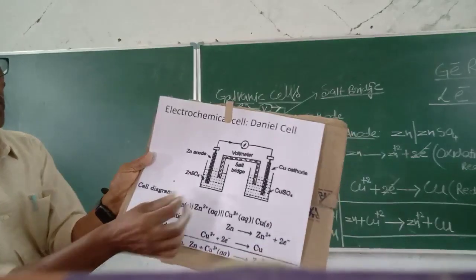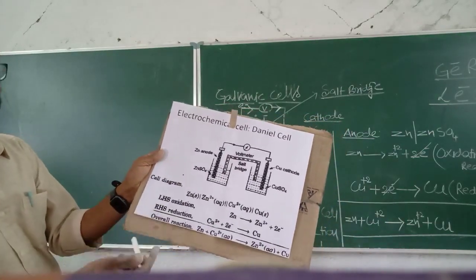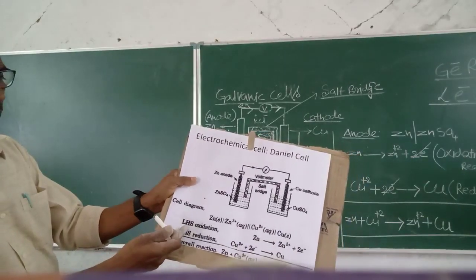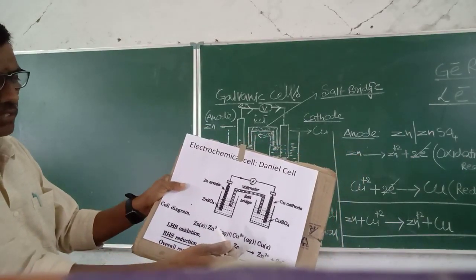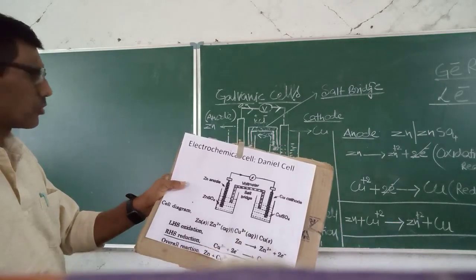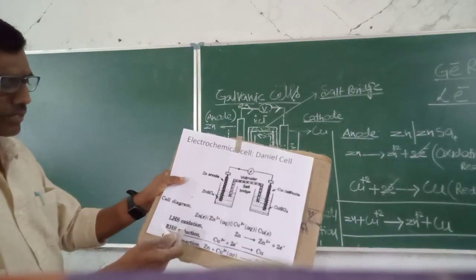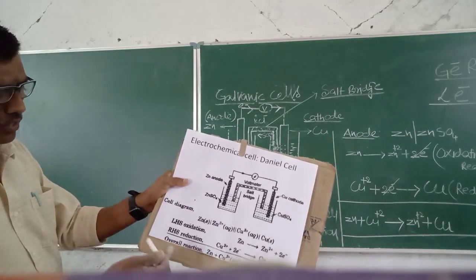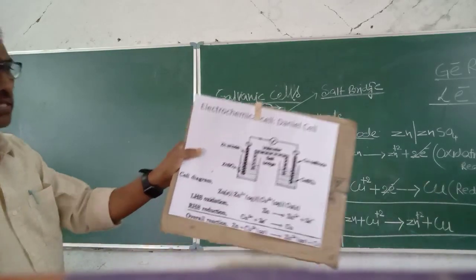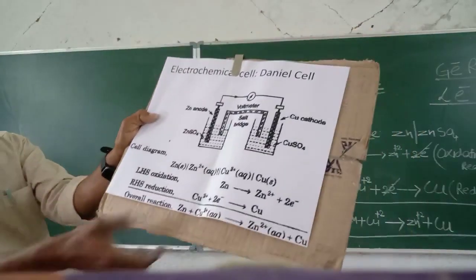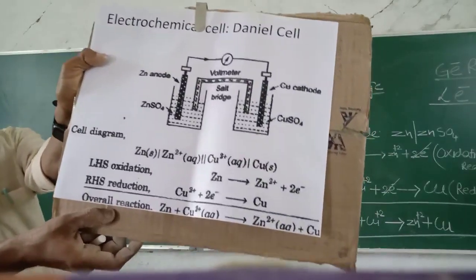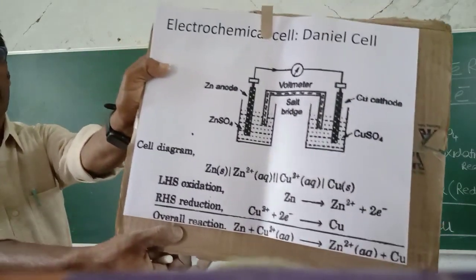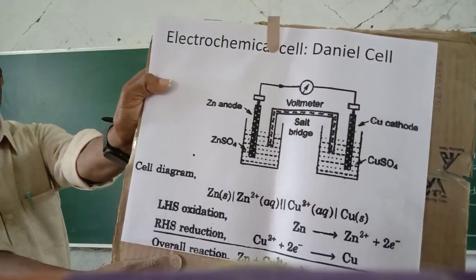It is a cell diagram. Whatever I have written on the blackboard is shown here. On the left, the oxidation reaction at the anode: Zn becomes Zn2+. On the right, Cu2+ gains 2 electrons and becomes Cu. Adding those two, overall you get a redox reaction like this. The cell diagram and the redox reaction are shown here.